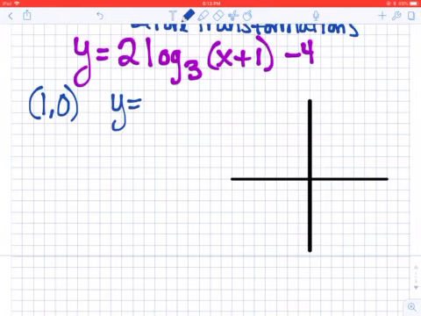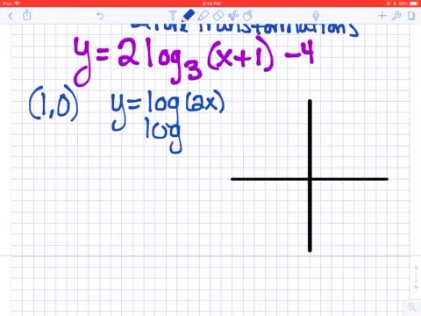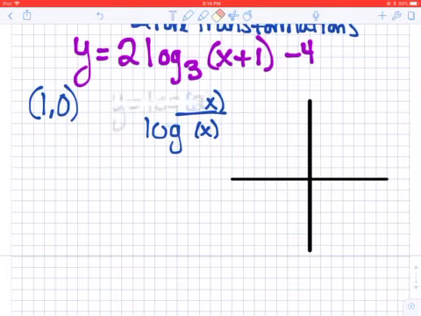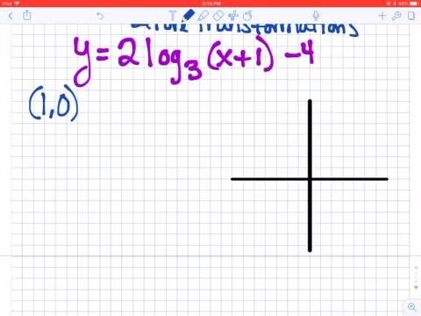So if your equation looked like log of 2x rather than just log of x or x plus 1 or something, this is the only time that you would get a different x-intercept. But for everything I'm going to give you, you won't need to worry about that. So (1, 0) is going to be always a starting point, and we'll use our transformations to move that around in a second.